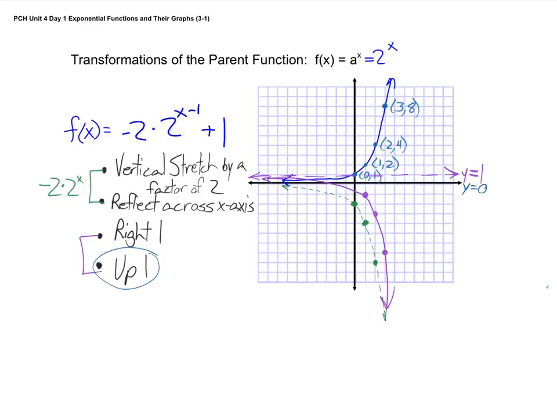Okay? Why do we do the reflection first? Well, we always do the reflection before we do any translating. It's possible to do it the other way, but it's a lot harder. So, okay?